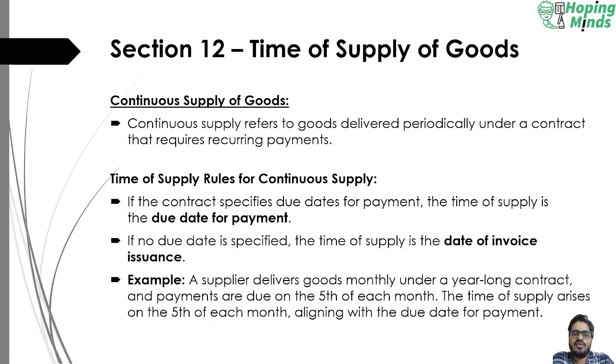Similarly, in case of barter or exchange of goods, the time of supply is the earliest of the date of invoice issuance or the date of goods exchanged. If the goods are supplied through vouchers, then the time of supply is the redemption date of such voucher or the date of issuance of such voucher if the supply is identifiable.